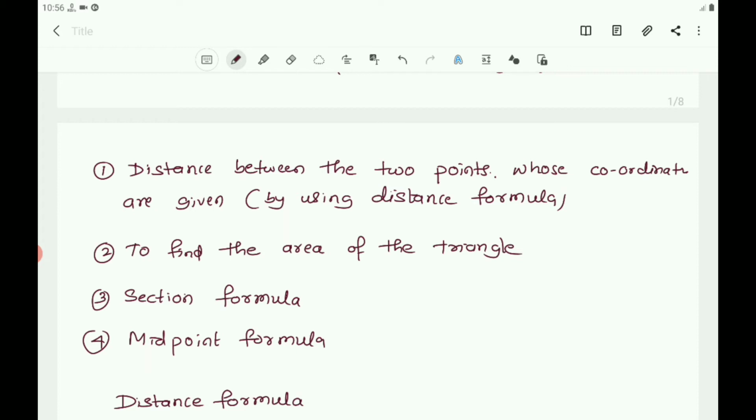Section formula is a formula to find the coordinates of the point which divides a line segment joining two given points in a given ratio. And the midpoint formula is a formula to find the coordinates of the point which divides a line segment joining two given points in the ratio 1:1, or divides equally. With the help of these formulas, you can solve many problems. So let us discuss one by one.